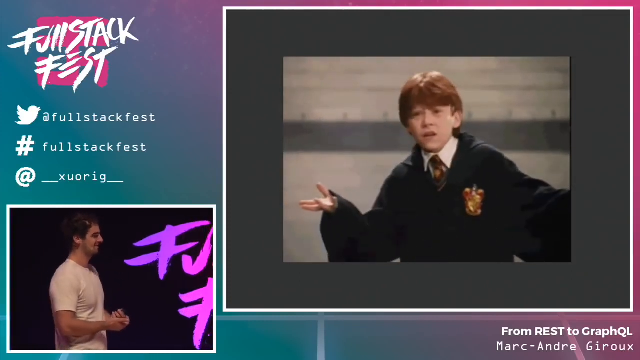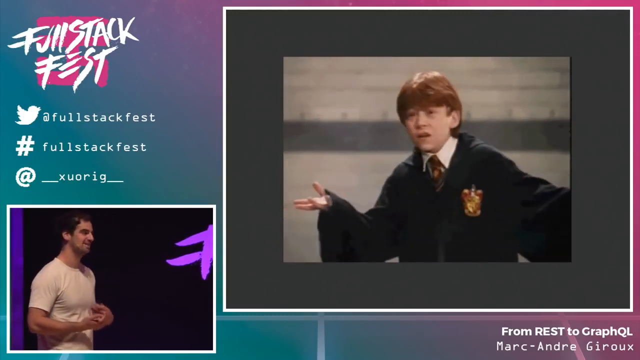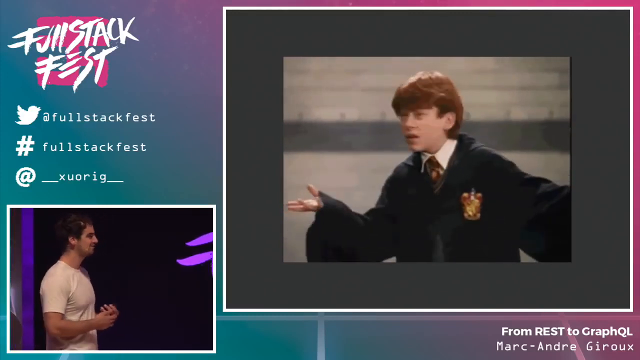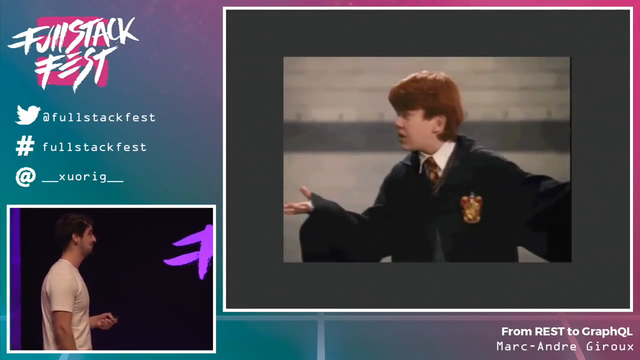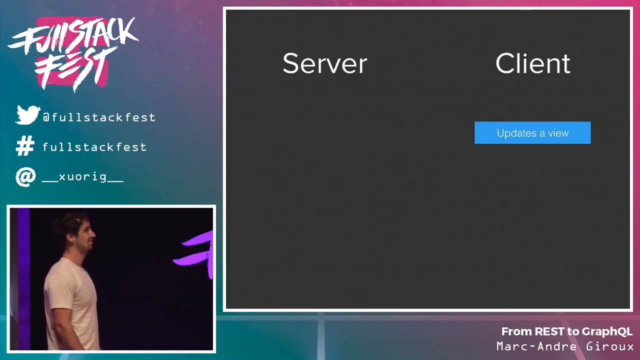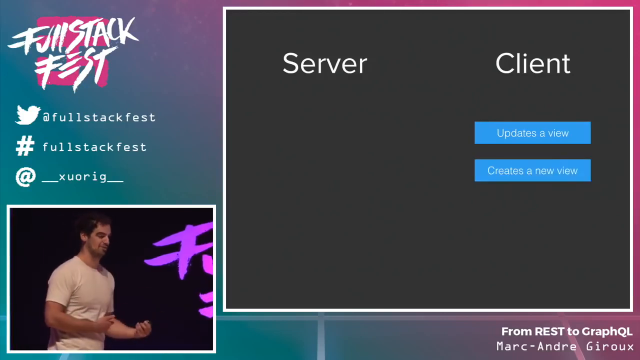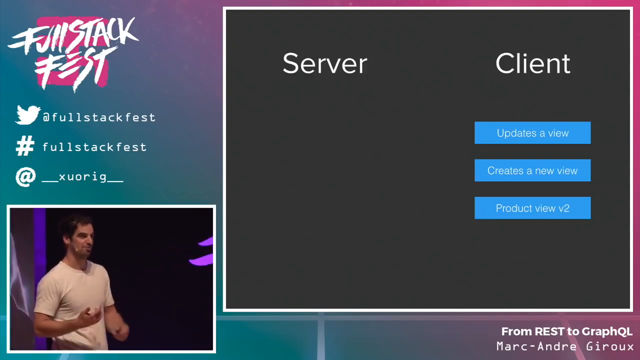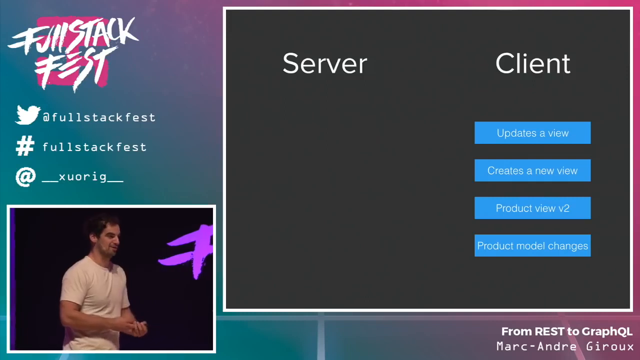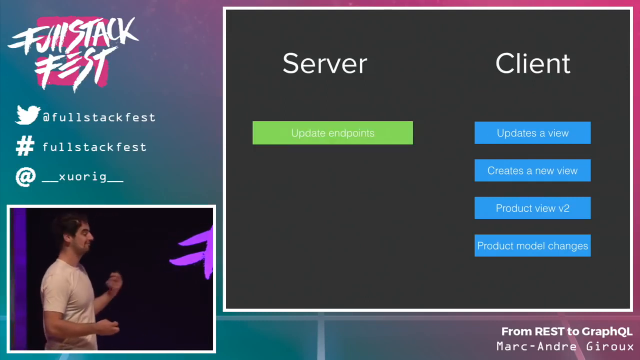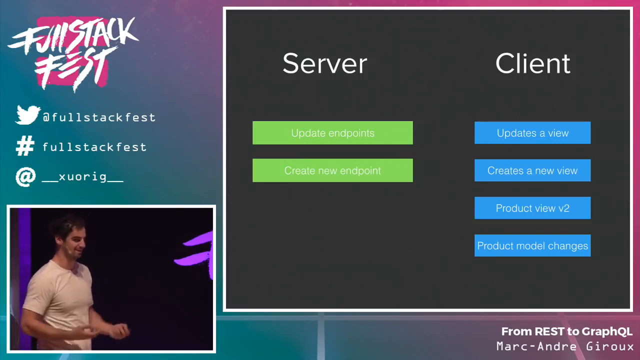What can we do to have exactly what we want, but still have a solution that scales well and is not too coupled, that doesn't make the client too coupled with our server endpoints, right? So when a client updates a view, creates a new view, or maybe we have a new product view for another product, or the model of the product changes, every time we gotta update our endpoints in that case, or create new endpoints, and that's kind of annoying.